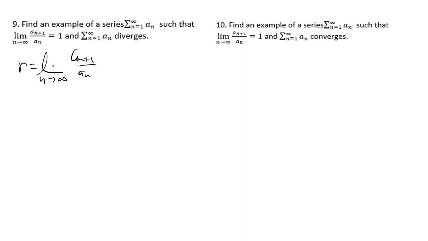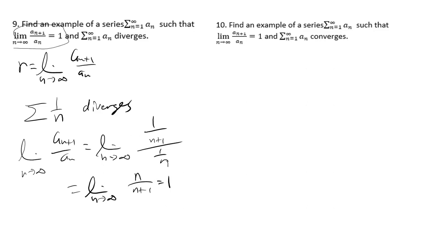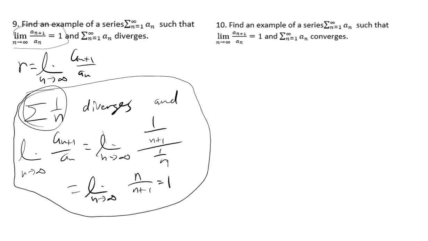It could be diverging or it could be converging. For the diverging case, it would be just the sum of 1 over n, which diverges, and the limit as n goes to infinity of a_(n+1) over a_n would be the limit of (1 over n+1) over (1 over n), which is the limit of n over n+1, which is 1, just as required. So that's the right answer. The sum of 1 over n is an example that satisfies all the requirements.